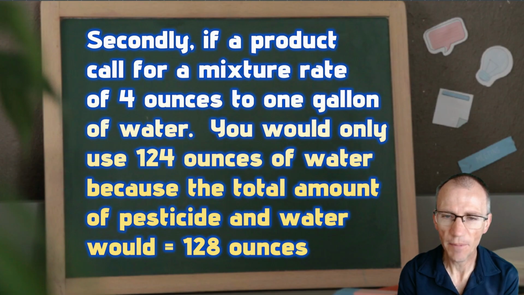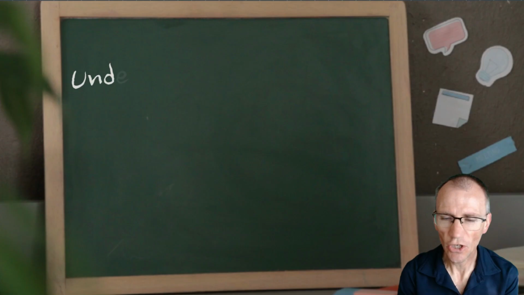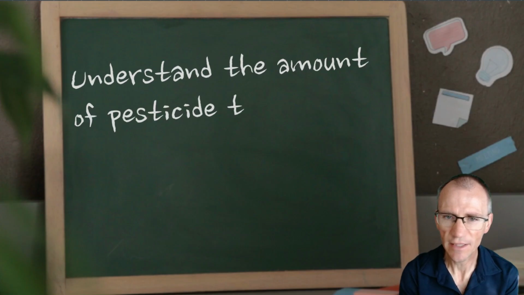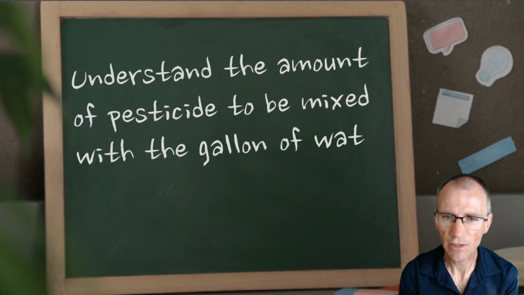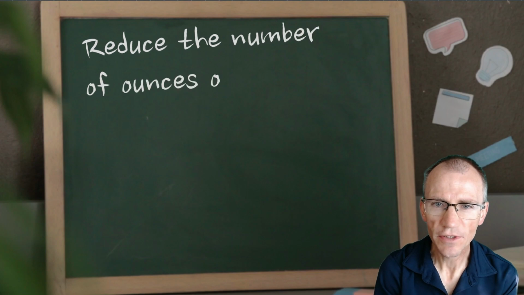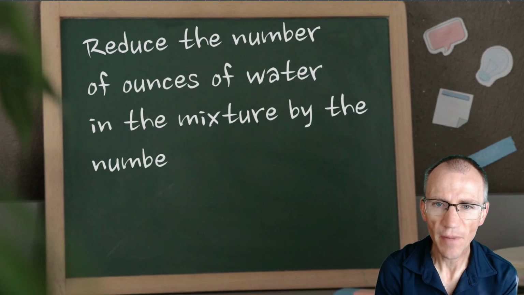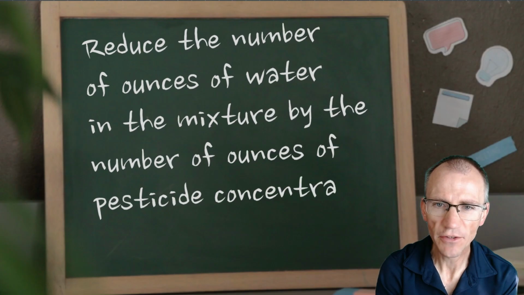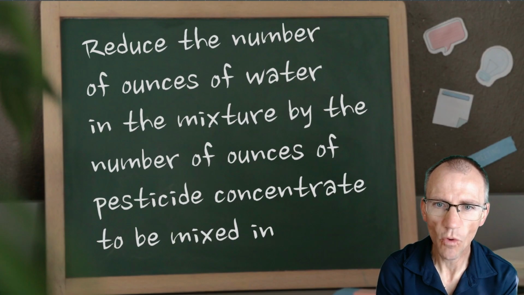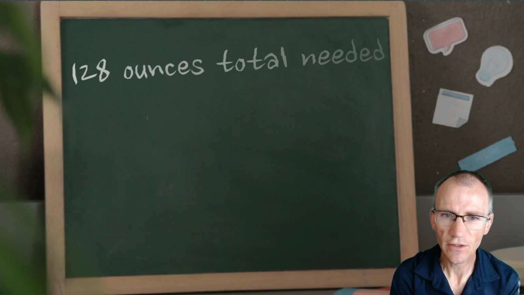And I think a lot of pest control people don't understand that. I've seen this a ton of times on core exams, and even myself, for the longest time, I struggled. You need to understand the amount of pesticide to be mixed with that gallon of water, and you need to reduce the number of ounces of water in that mixture by the number of ounces of product you're mixing with that water. In the scenario we just discussed, you need 128 ounces total.